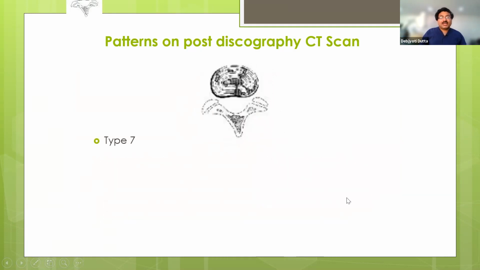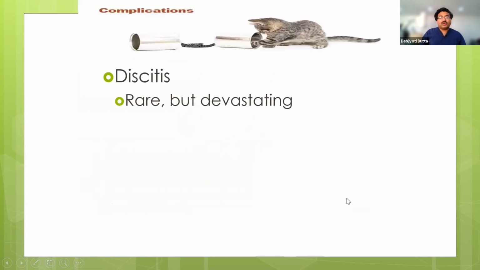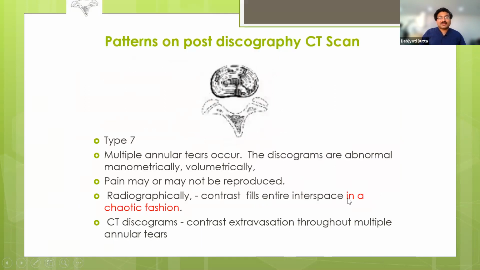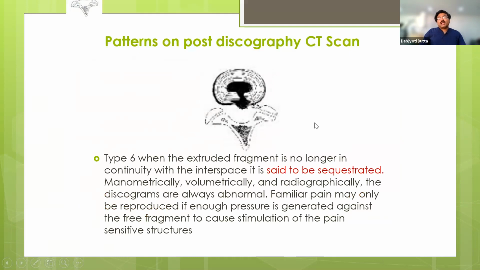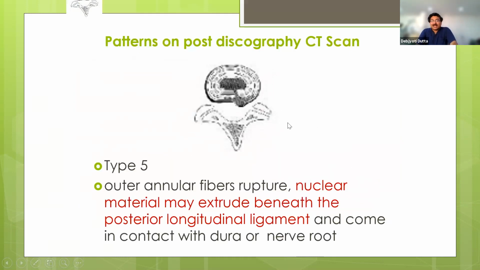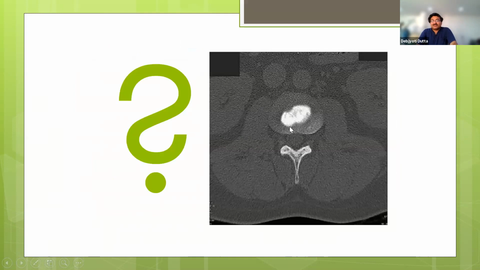Here are the common patterns. So what are these patterns? After putting the dye, we have done the CT scan and we are able to achieve this picture. Can you tell us which type of degeneration this is? Remember, there are 4 types of degenerations. Where the dye is only in the nucleus, that is no degeneration, grade 0. So here it is a normal disc.